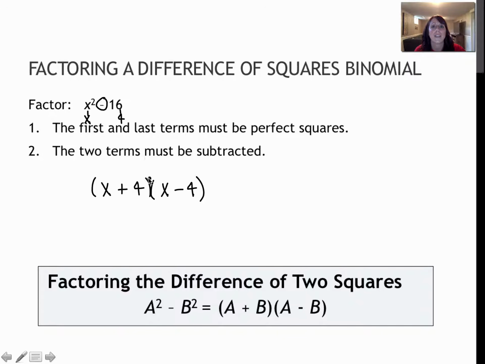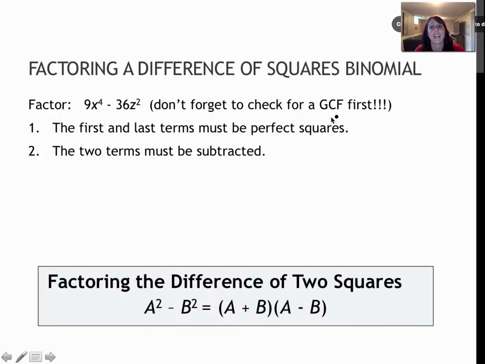Now, if I did not remember this pattern, remember it would be like me looking for two values that multiplied to 16 that subtracted to 0, and those values would be positive 4 and negative 4, which is exactly what we came up with. Let's try another.